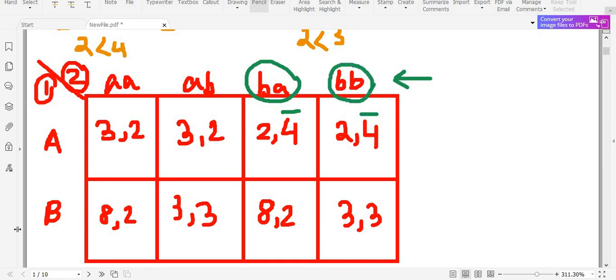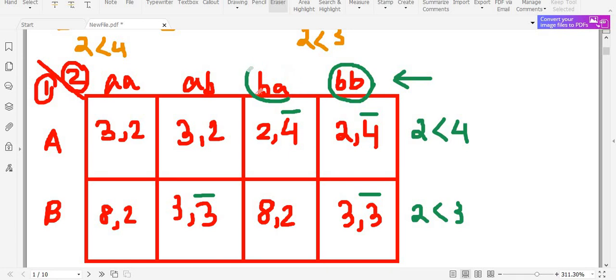Again, if player 1 chooses capital B, player 2 will compare between 2, 3, 2 and 3. Player 2 realizes that here 2 was less than 4 and here 2 is less than 3, so player 2 will make sure that he or she ends up with the 3 payoff. So player 2 will choose this 3 and this 3. So let me just remove this. This was in respect to player 1 choosing capital A.